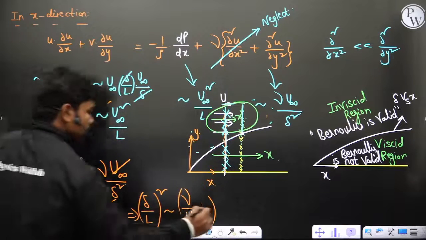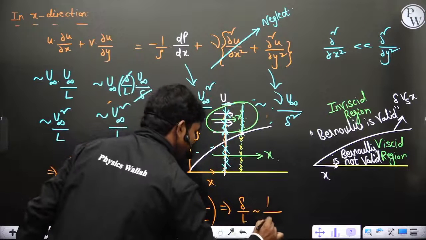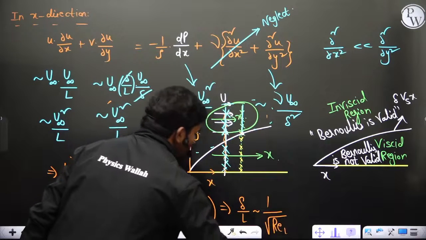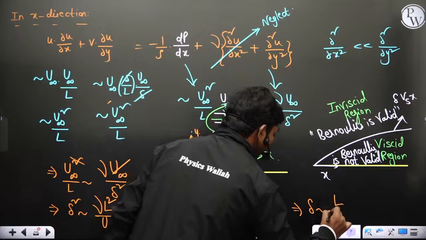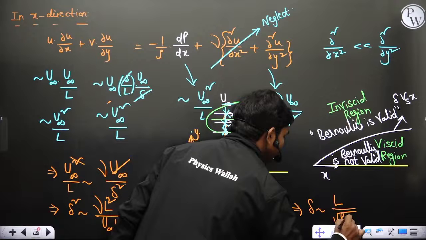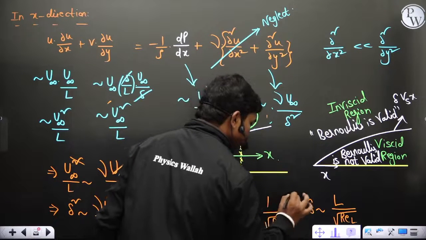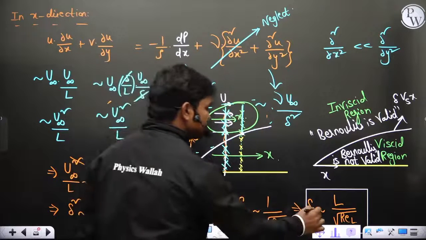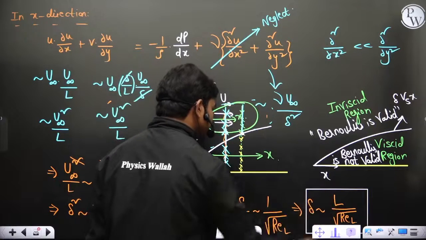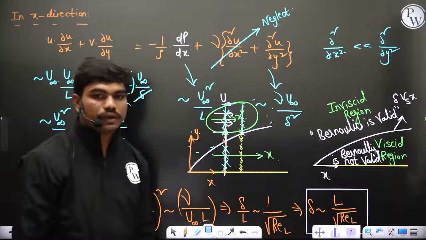And clearly you know delta by L scales to 1 by root Reynolds number, and from this delta scales to L by root Reynolds number. This is what you will get. See how beautiful scaling analysis is. Without doing any bit of solving of the equations, if you delete this sign, this is equal to some constant. That's it. So delta is equal to some constant times L by root Re_L is what you will get after you solve this.